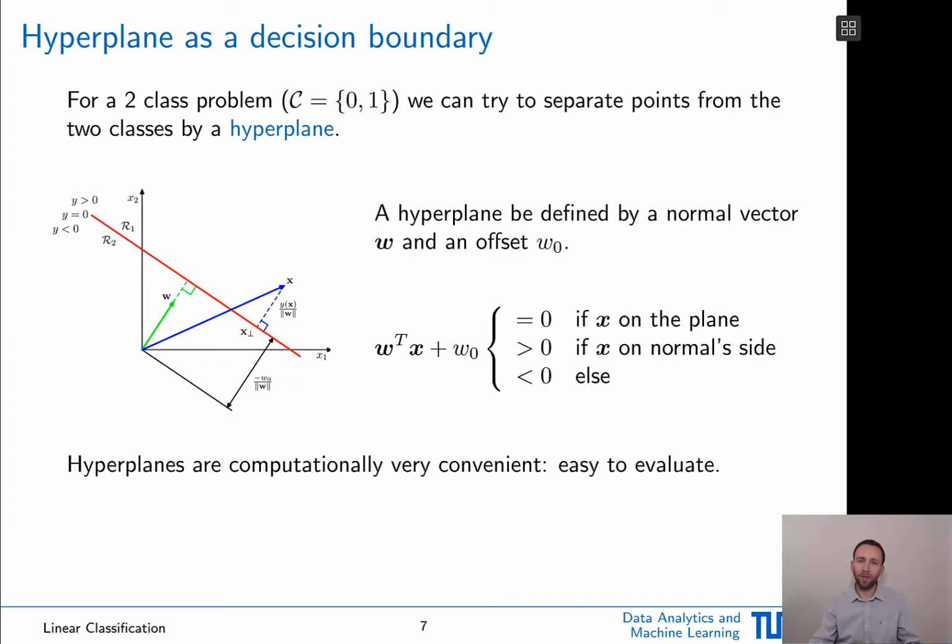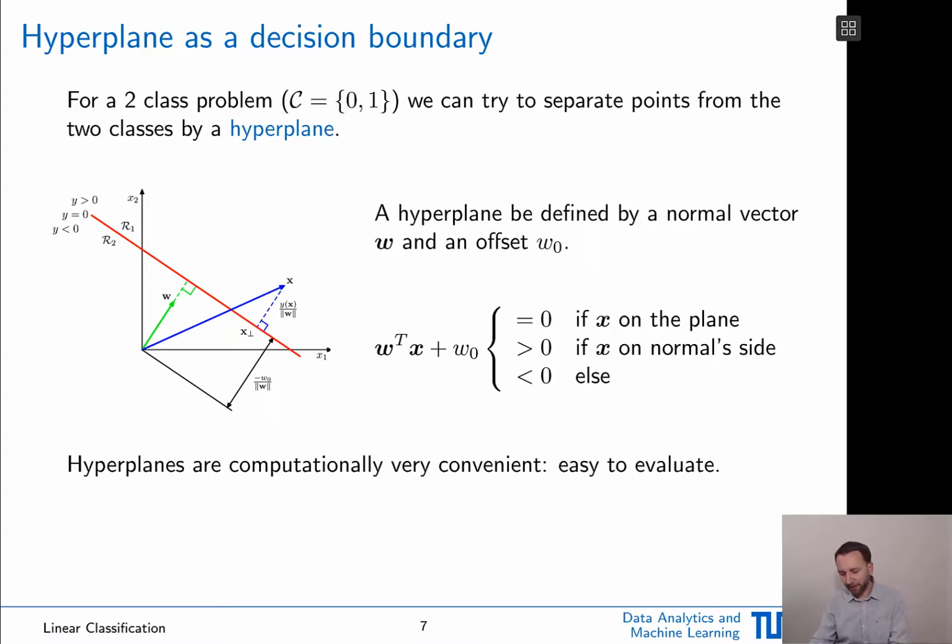And then what we are doing, if we want to use it as a classifier, is the following decision rule. If you're on the plane, we might not be able to make any decision, but if you're on one side, it's class 1. If you're on the other side, it's class 2. And why is this easy with a hyperplane? Because the sign of evaluating this function indicates on which side of the hyperplane you are.